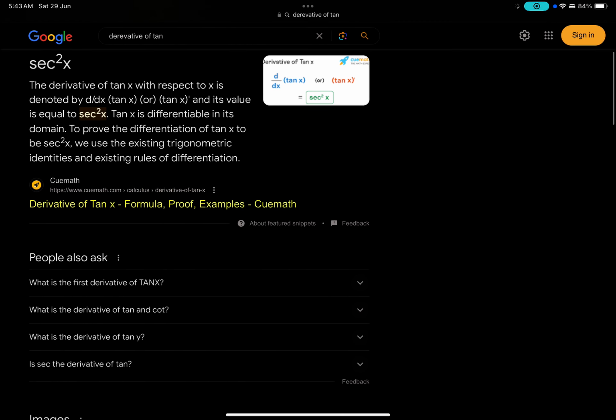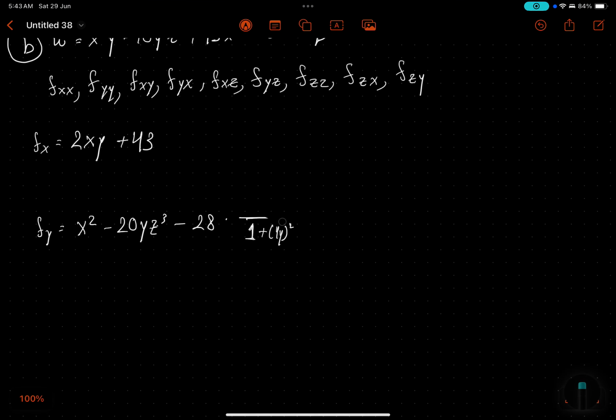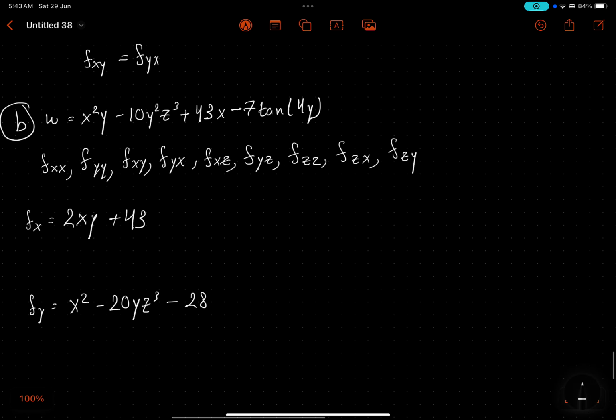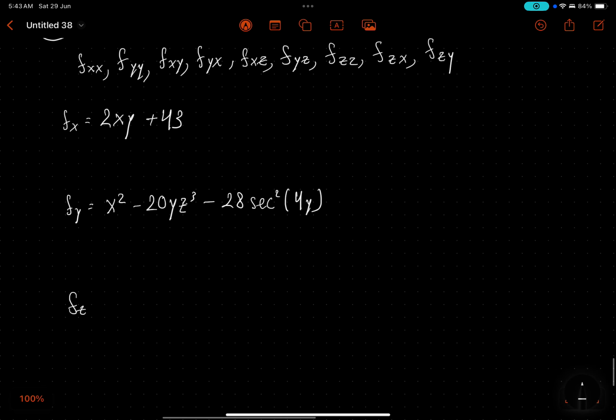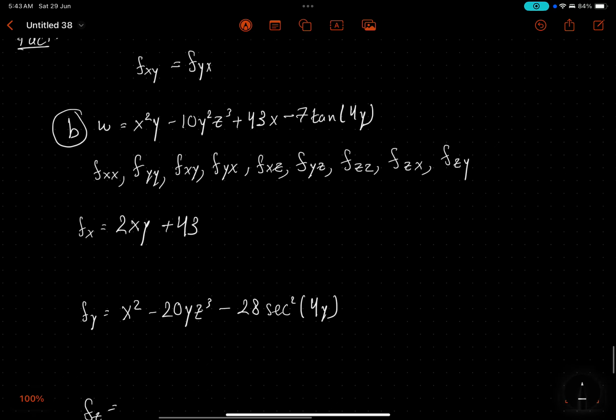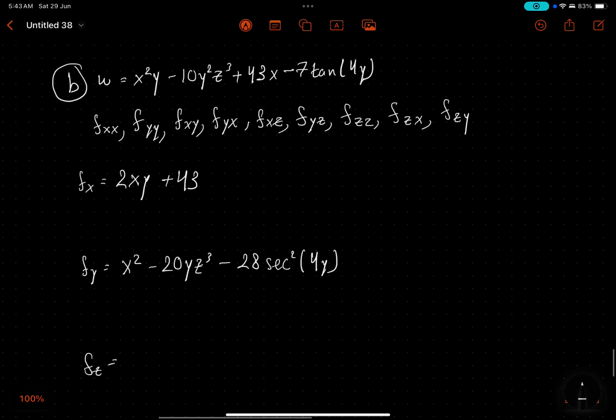Okay, sorry, it's secant squared. This is the derivative of tan inverse. So secant squared of 4y. Now we go for the partial derivative with respect to z. Minus 30 y squared z squared.